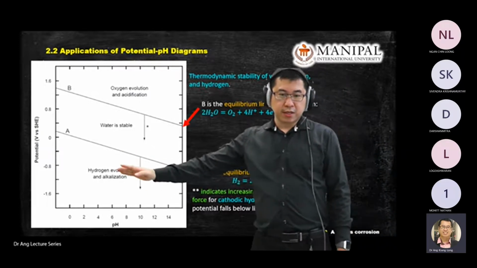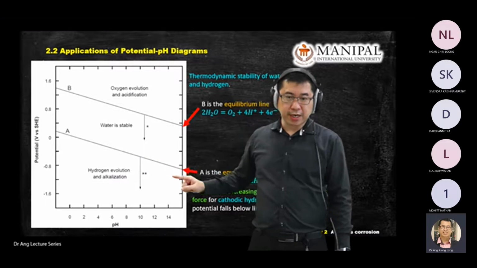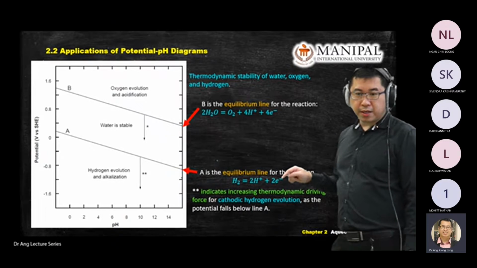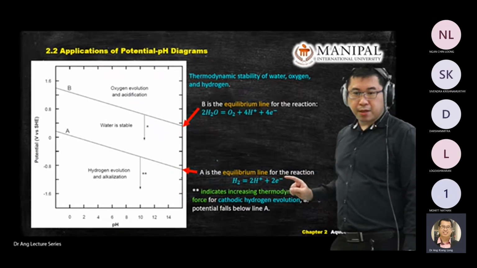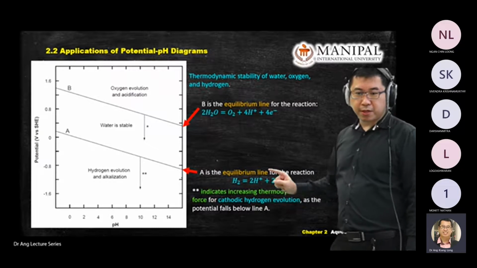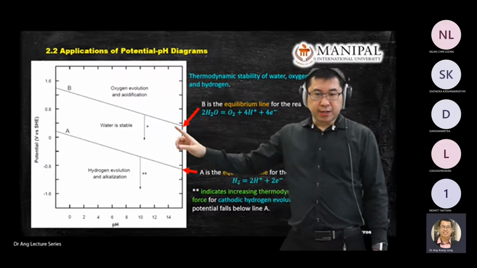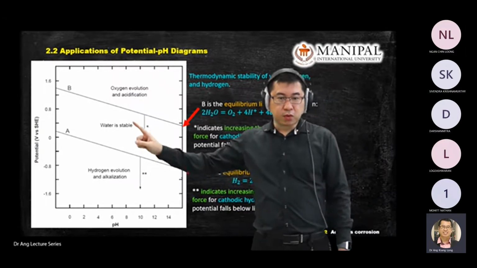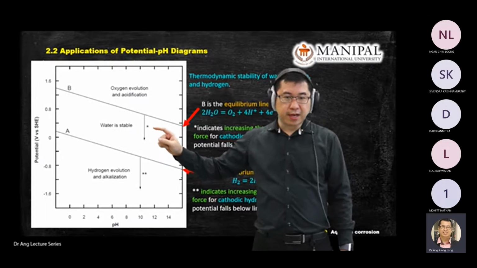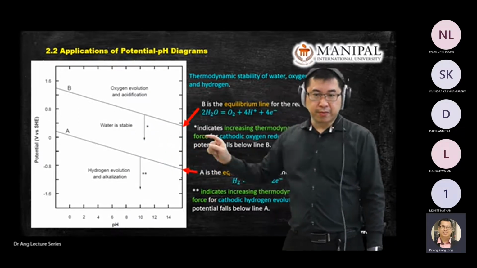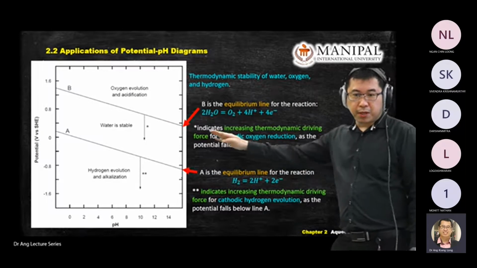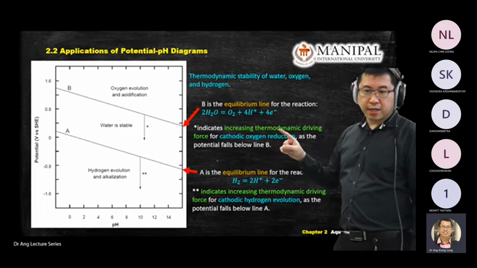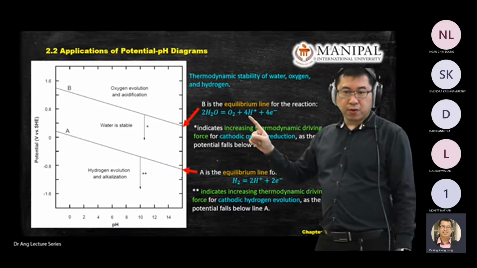Below this line, this process will happen, right? And as you can see here, below this line, the water is stable, but with one remark there. So what does this remark mean? It means below this line, as you go below this line, there's an increasing thermodynamic driving force for oxygen reduction.